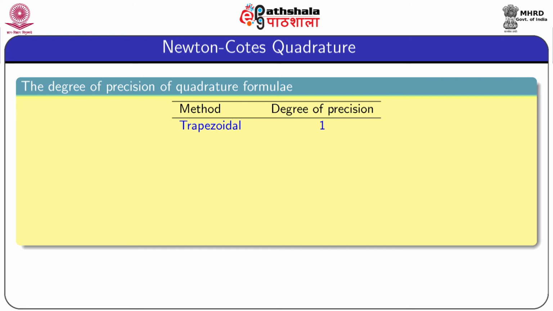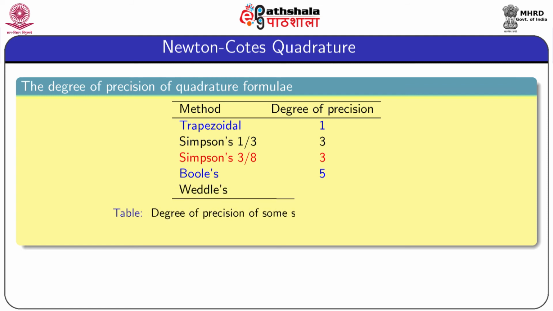For the trapezoidal formula, the degree of precision is 1, which means the trapezoidal formula gives an exact result when the polynomial is of degree 1. The degree of precision of Simpson 1/3 formula is 3. That means the Simpson 1/3 formula gives an exact result if the polynomial is of degree 3 or less. The degree of precision of Simpson 3/8 formula is 3, which is equal to that of Simpson 1/3 formula. The degree of precision of Boole's formula is 5, which is higher than Simpson 1/3 formula, and the degree of precision of Weddle's formula is 5.